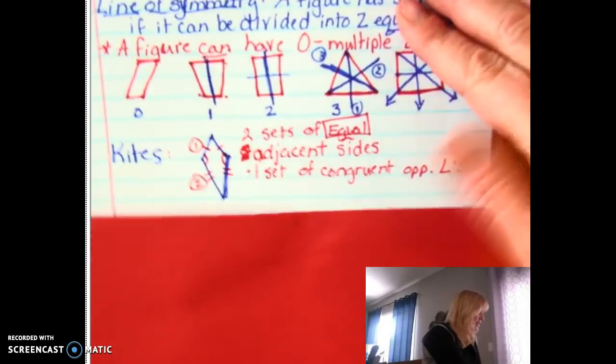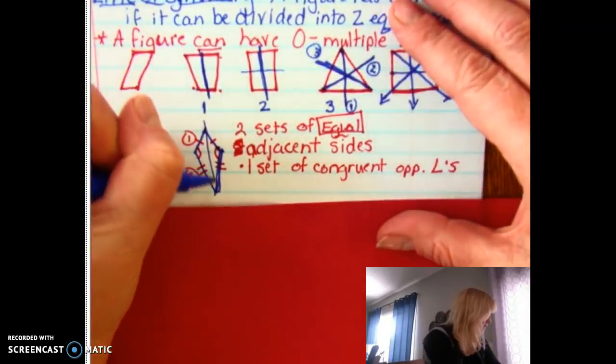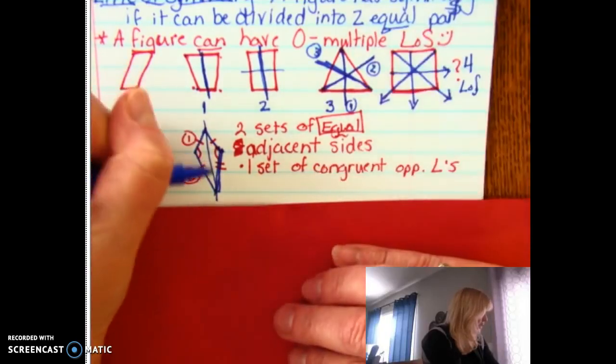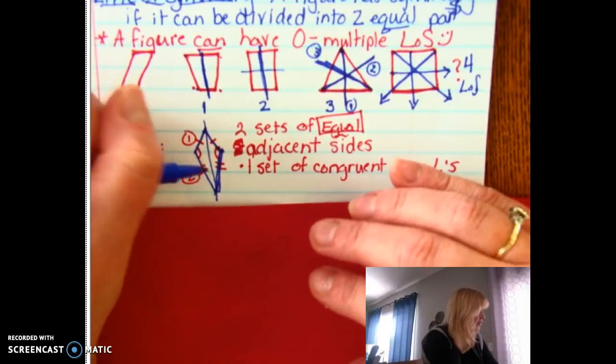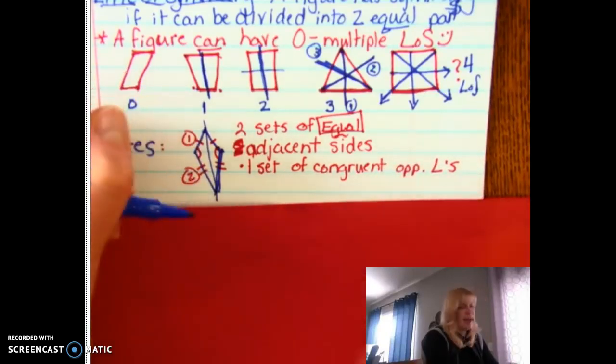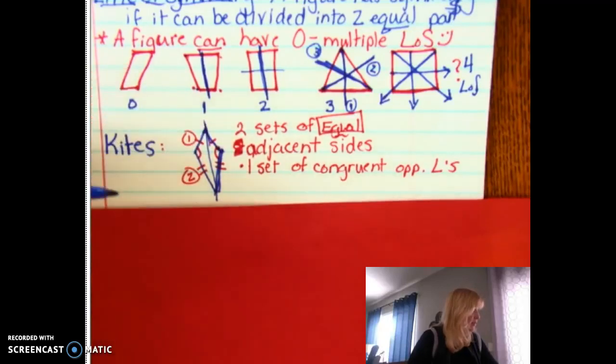So there's our kite. And we talked about line of symmetry. In a kite, you're only going to have one, because unless it's an actual, if this came up and you could divide it long end by long end, that would work. But most kites are only going to have one line of symmetry.